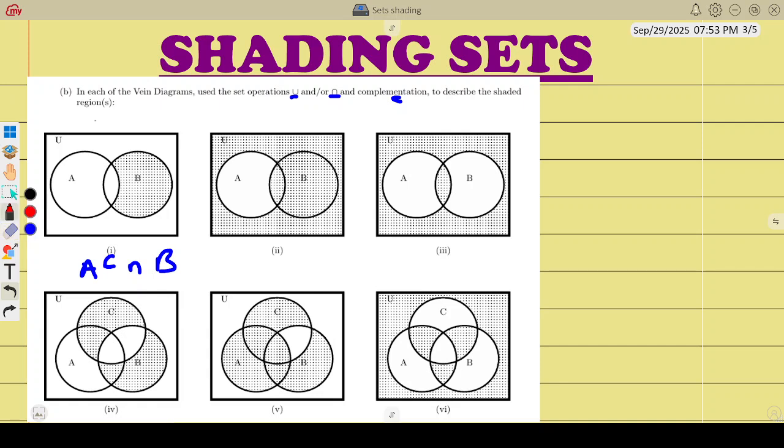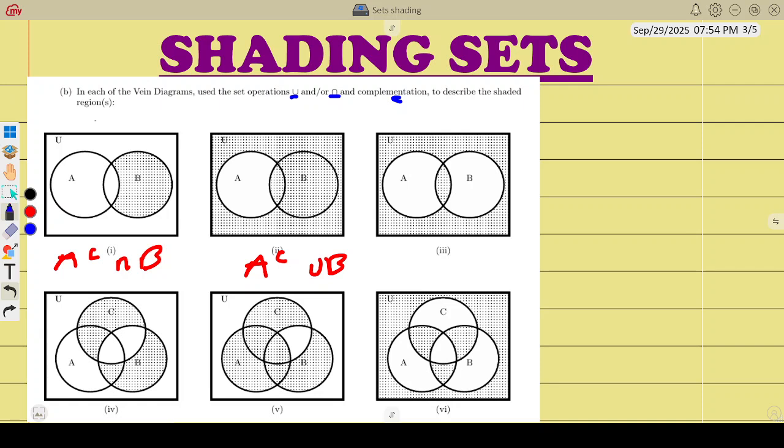You can even write it another way. You can see B is shaded, but what is in A is not shaded, so this is just B minus A. So these are two correct answers. And then this next one is quite similar. The answer for the previous one is A complement intersection B. For this one, it is A complement union B.